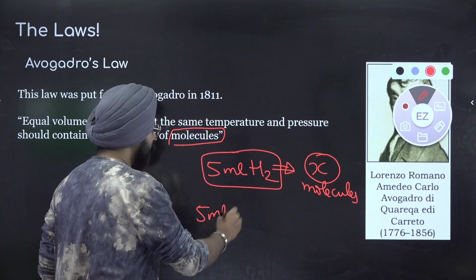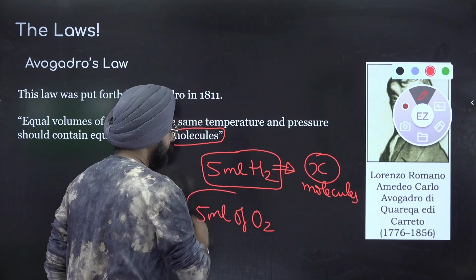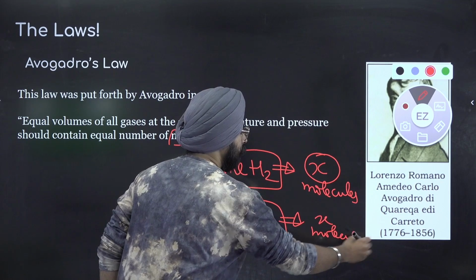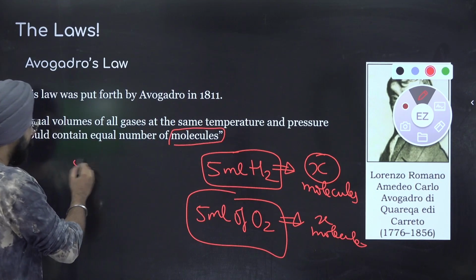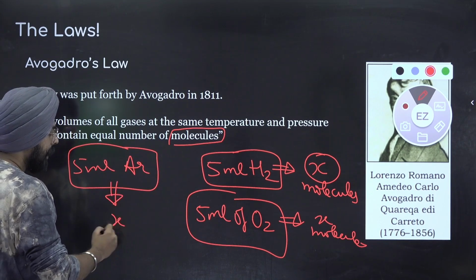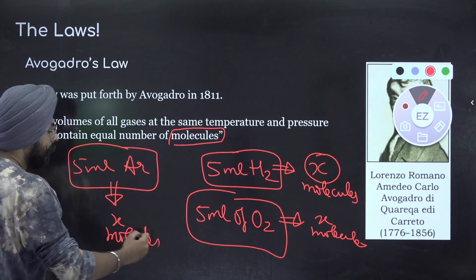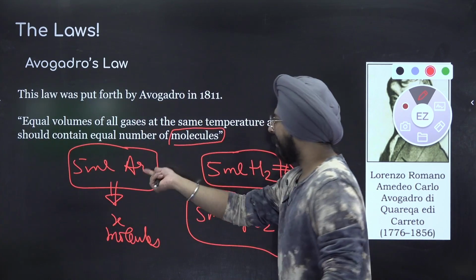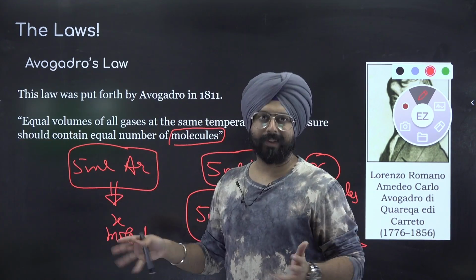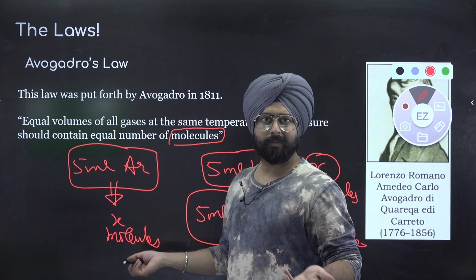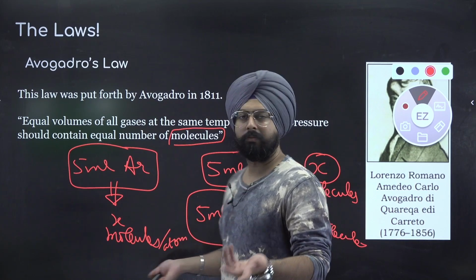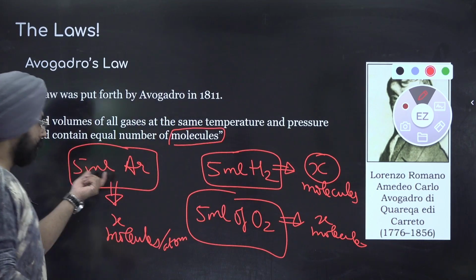If I take 5 milliliters of O2 gas, again this will also have X molecules in it. If I take 5 ml of argon gas, again this will have X number of molecules in it. And since argon doesn't form diatomic molecules, it is just monoatomic, isn't it? Got it? So over here you can replace this with atoms also if you want, for the case of argon.